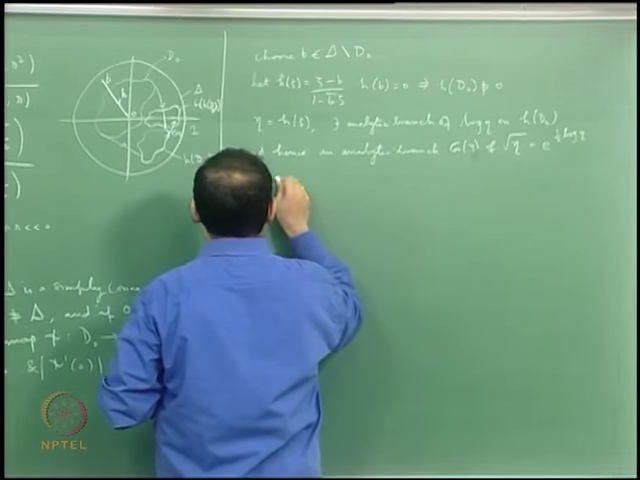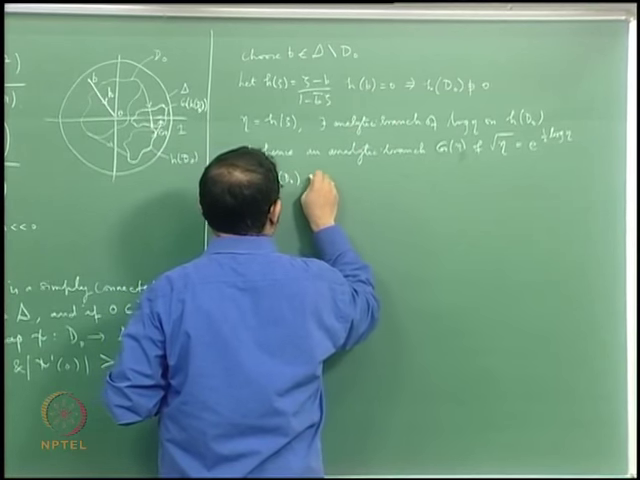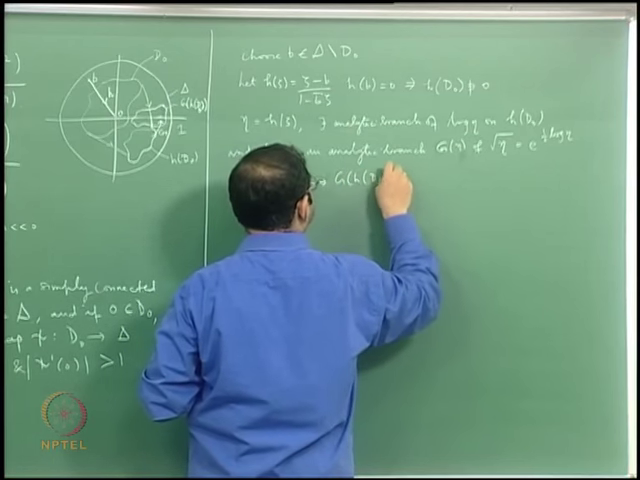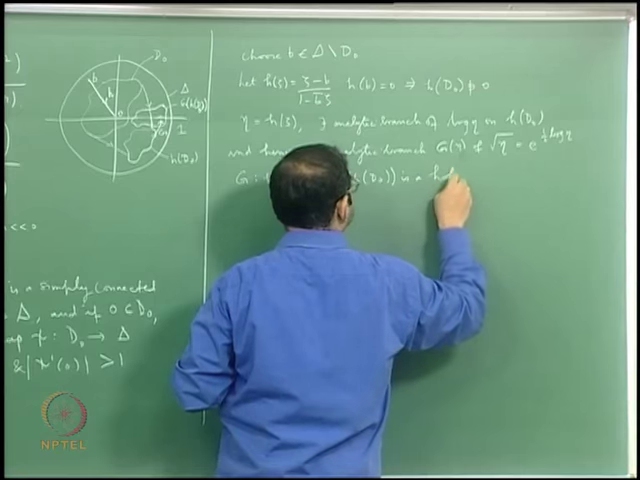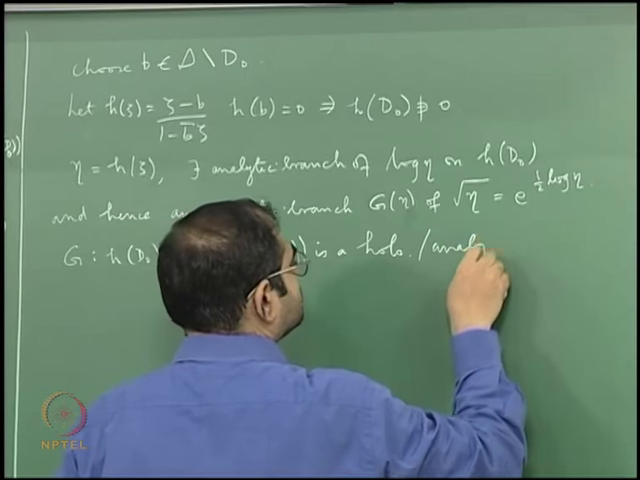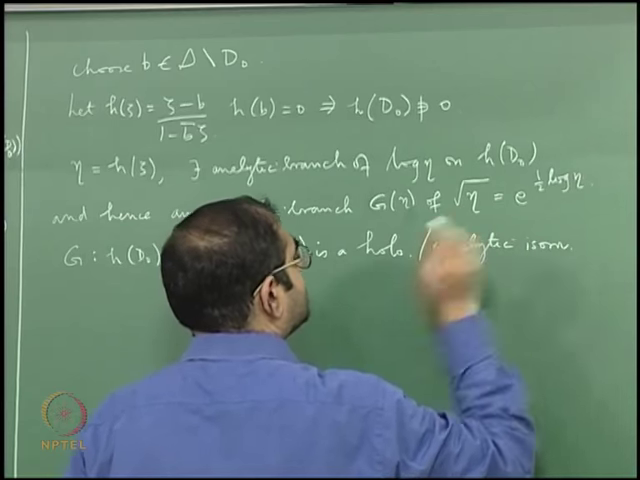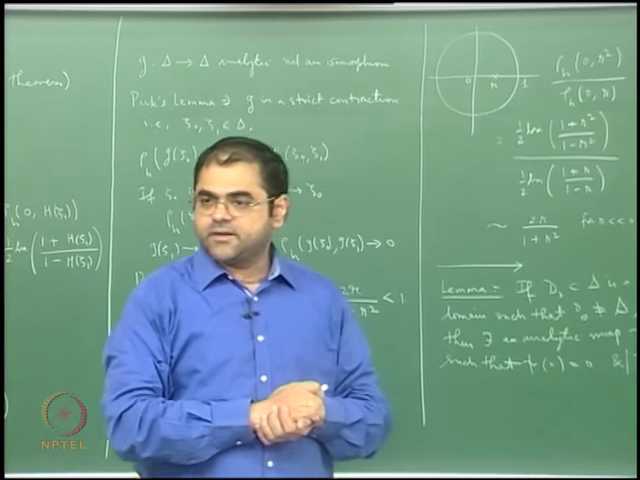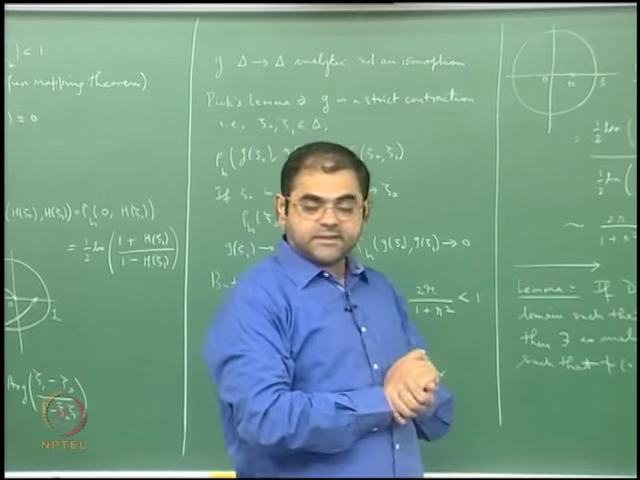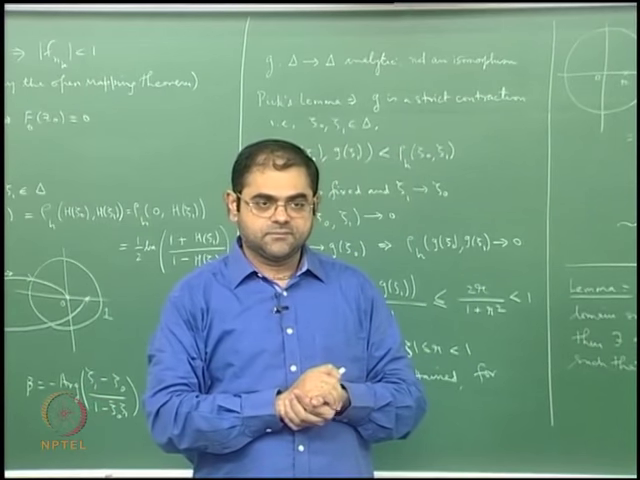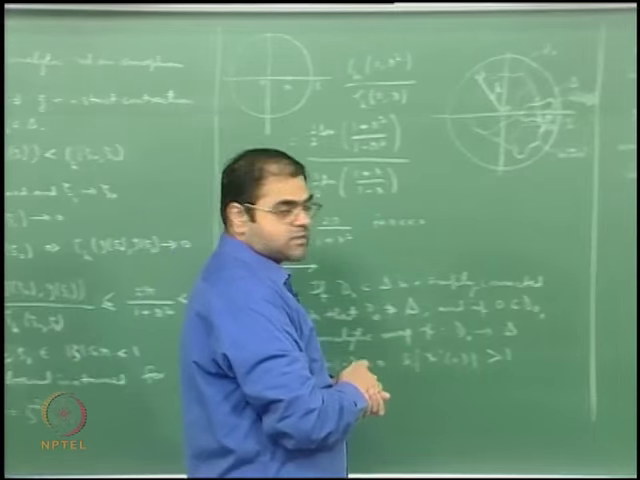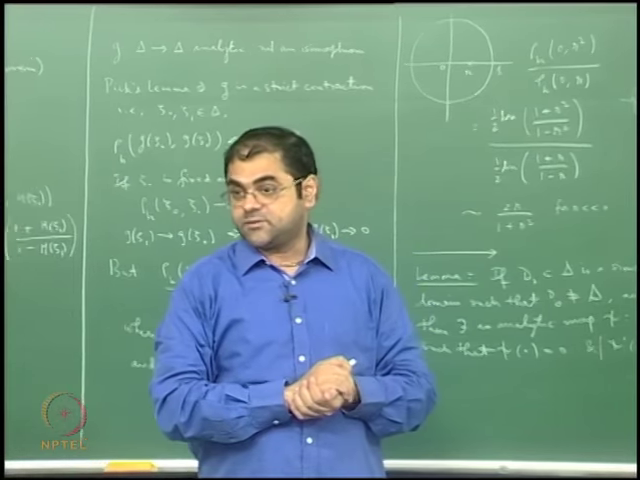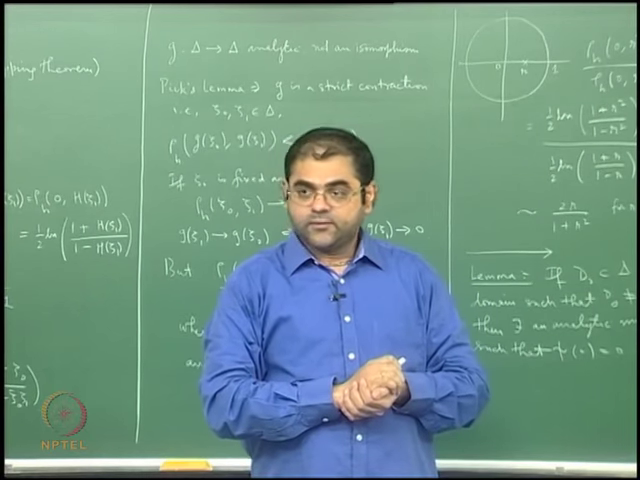So g from h of d0 to g of h of d0 is a holomorphic, or analytic, isomorphism, because it is one to one, it is an injective analytic function, and the inverse function theorem will tell you an injective analytic function is a holomorphic isomorphism. The image will be open because of the open mapping theorem, because it is a non-constant function, and in fact it will be isomorphic to the image. So g is a holomorphic isomorphism.